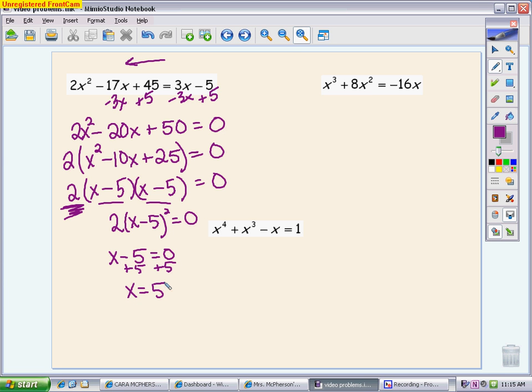So this is one of the few times that you actually only get one answer. You might say, well, isn't 5 an answer twice? It is, but it doesn't need to be written twice. It's the same number. So just telling me that the answer is 5 is enough.